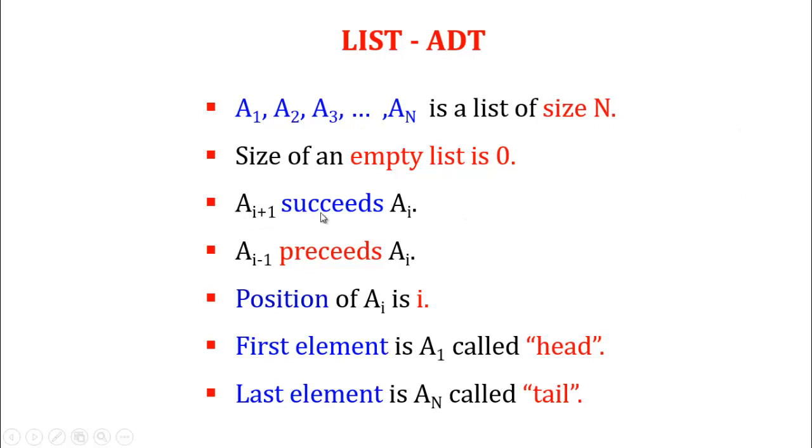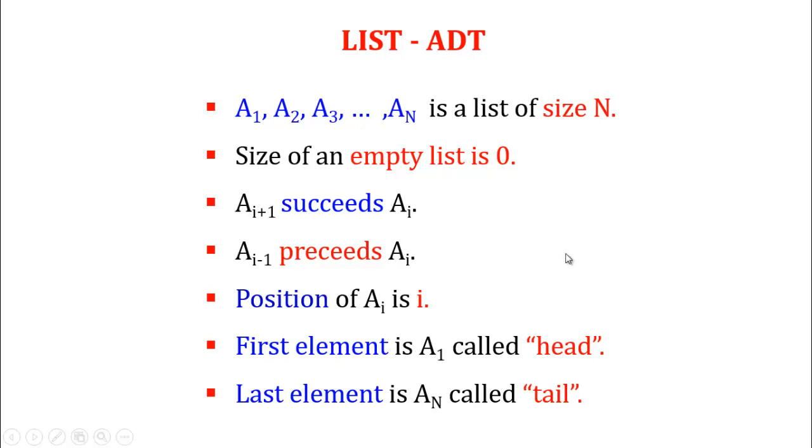ai plus 1 succeeds ai. The meaning is: if I have element ai, the next element is its successor, ai+1; for example a1 is followed by a2, and so on. And ai minus 1 precedes ai. If my current element is a2, the previous element is a2 minus 1, that is a1, which is called the predecessor. Then we find the position of a certain element, that is, identify the index value, called i. The position of ai is i.